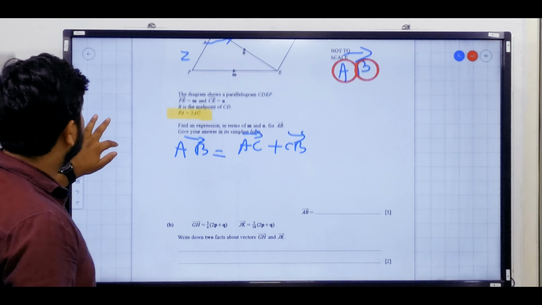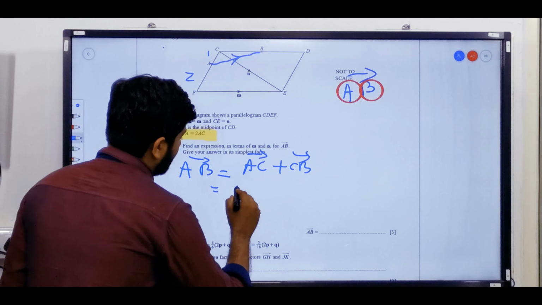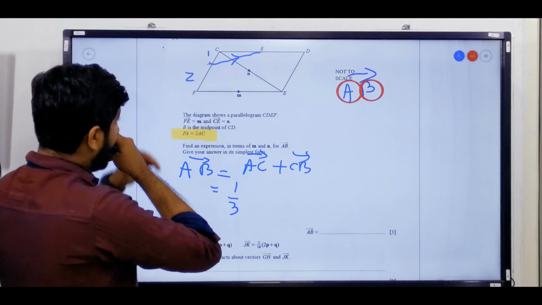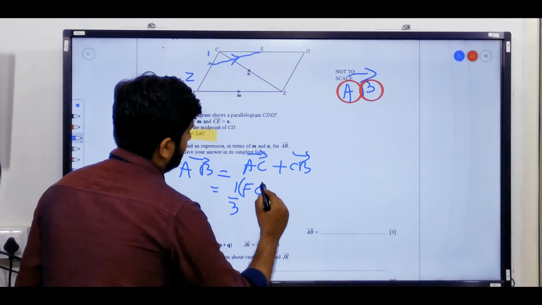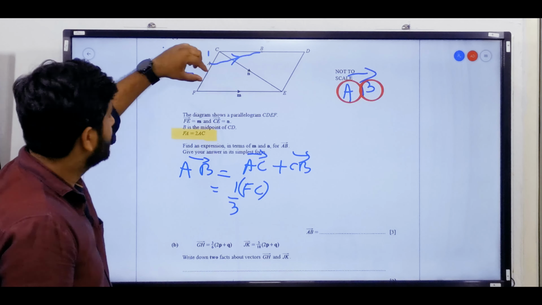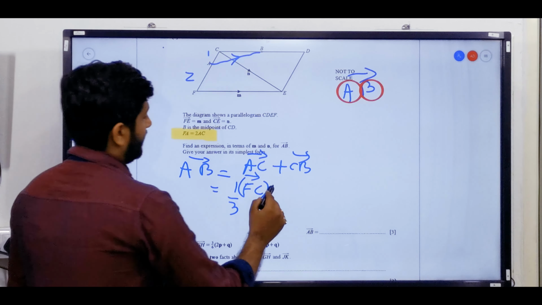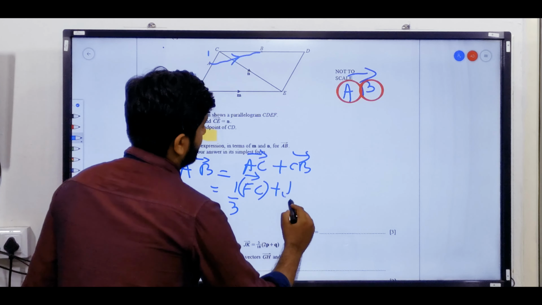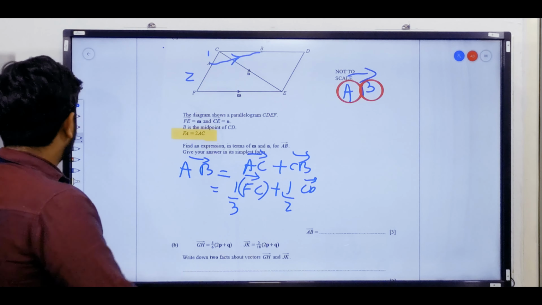So I can rewrite AC. Can I rewrite this as that AC is 1/3 of FC? AC is 1/3 of FC, because this is 1 part, 2 parts, completely mixed 3 parts. So AC is 1/3 of FC, and CD is nothing but half of CD. Half of CD. What is FC now?